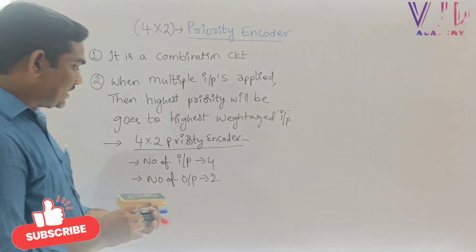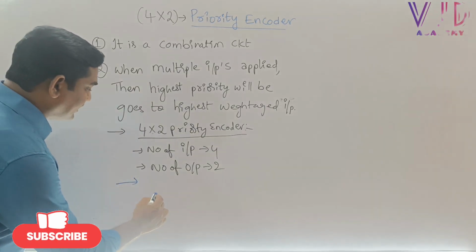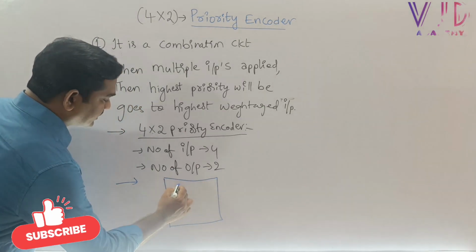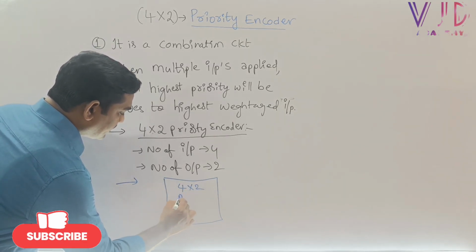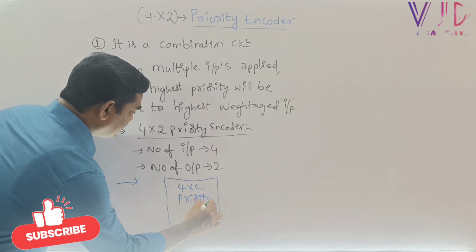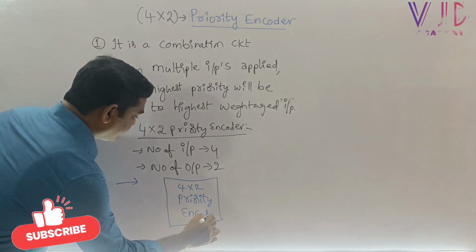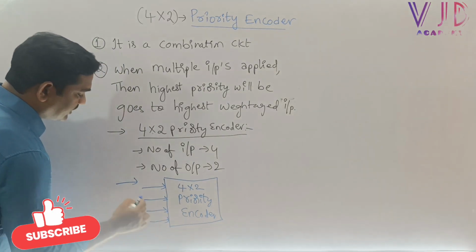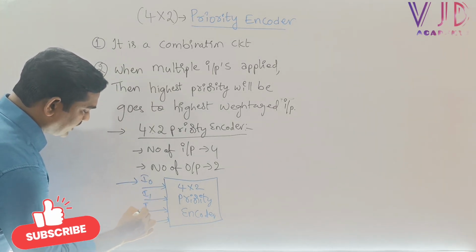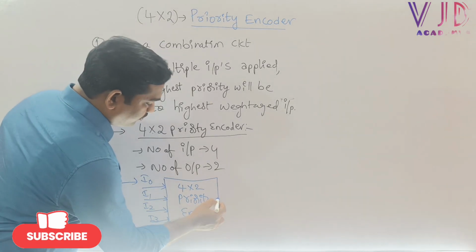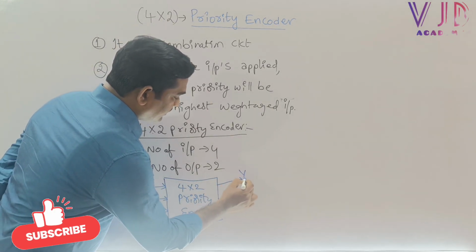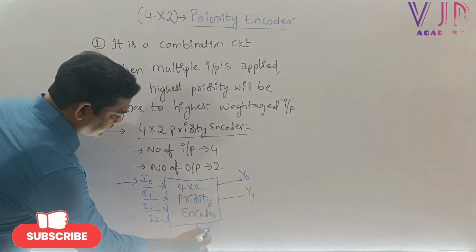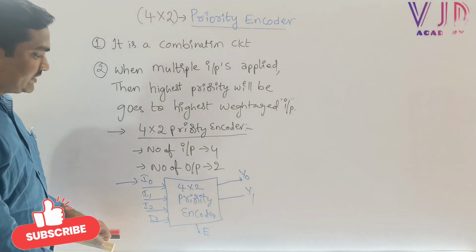Now coming to the circuit diagram. Here the circuit diagram is of 4 inputs and 2 outputs, a 4 into 2 priority encoder. There are 4 inputs, I0, I1, I2, and I3, and there are 2 outputs, Y0 and Y1. Every encoder or priority encoder also has an enable input. This is the circuit diagram.